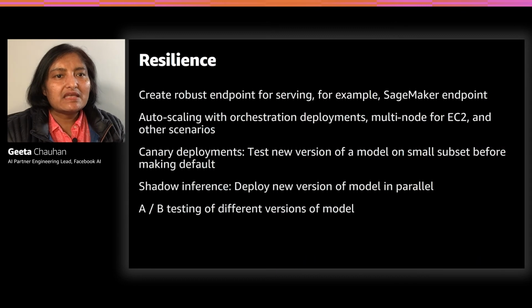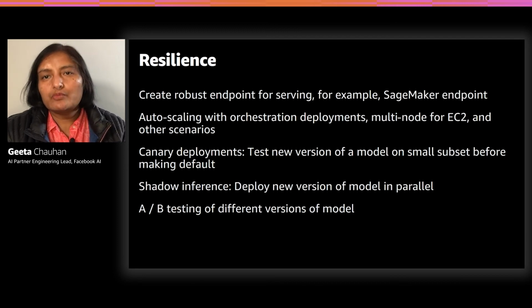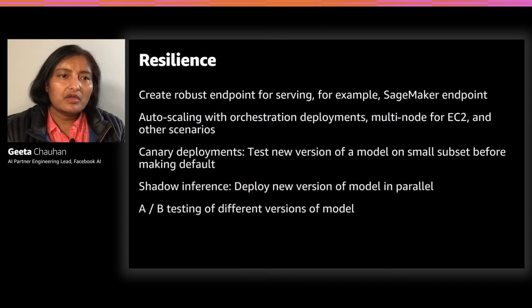For the resiliency side, you do need to make sure that the endpoints that you create for your model serving are robust. SageMaker provides a mechanism for doing that, and you can do your own custom endpoints as well behind an API gateway. For auto scaling, when you're doing a deployment in an orchestration scenario, you can do the auto scaling based on metrics. So this could be SageMaker auto scaling, or on Kubernetes, or with KF Serving. TorchServe supports multi-node deployment. So if you're doing this on EC2, you can do the multi-node deployments.